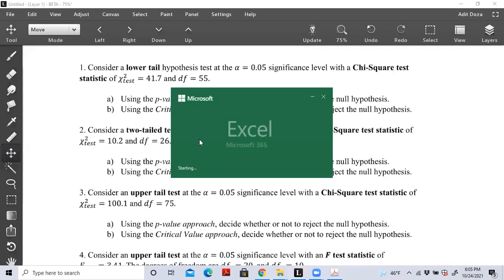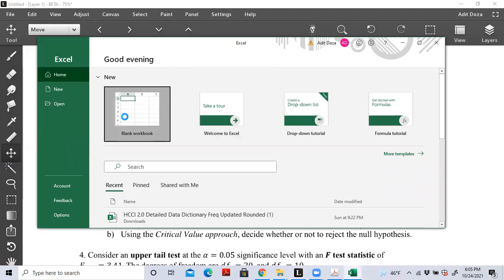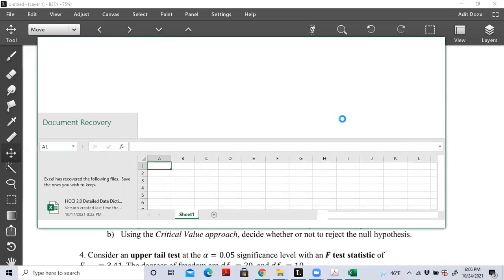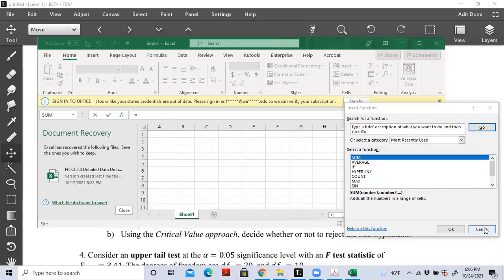In the real exam, I will not tell you to use the p-value approach, because for the p-value approach you have to use Excel, and during the exam you don't have access to Excel. So most likely I will ask you to use the critical value approach, which is part B. Okay, so let me move this up.